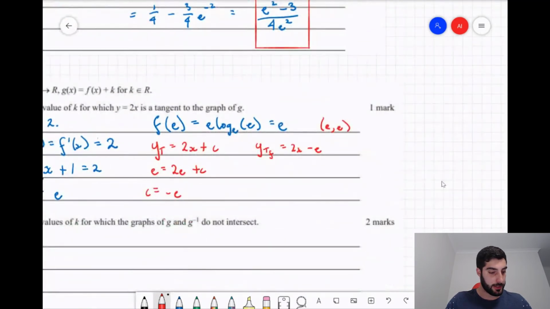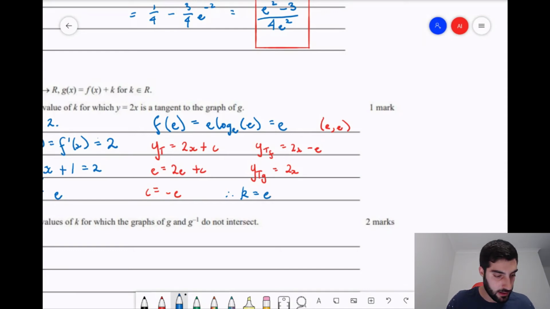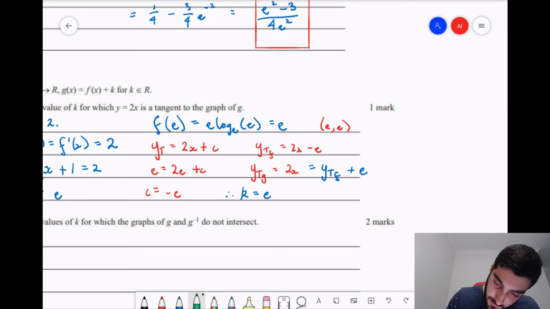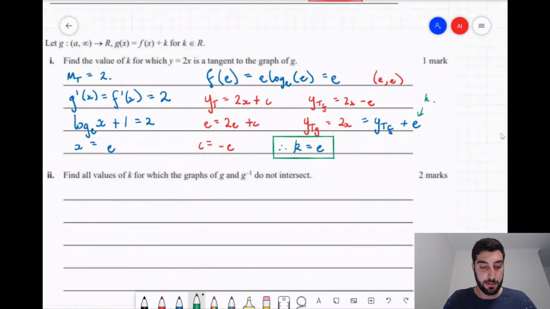Okay, so I guess we know the tangent for g was equal to 2x. So therefore k is equal to e. I guess you could say this here is equal to y_t of f plus e, where e is equal to k. Something like that. I think the rest of our workings make it clear. And that's only worth 1 mark, right? So obviously quite a lot to get to that point.